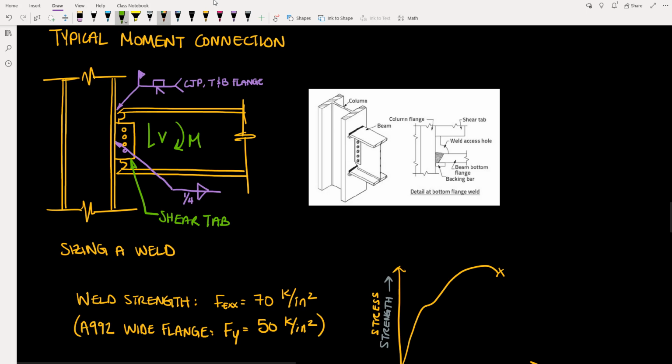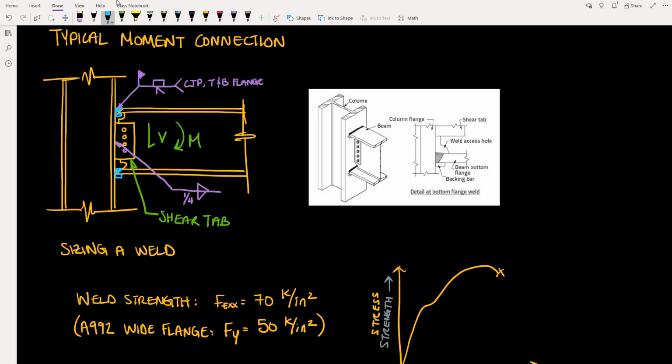So we trim out a portion of the beam, and then we apply a backing bar underneath where we are going to apply the weld. And then after those backing bars are put into place, we fill in this bevel weld. And of course that type of connection would have to be done in the field, because we can't ship the column with an entire beam attached to it.